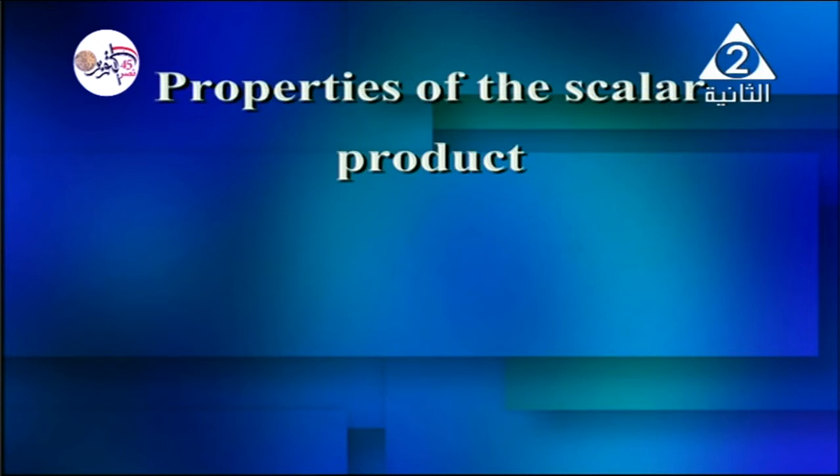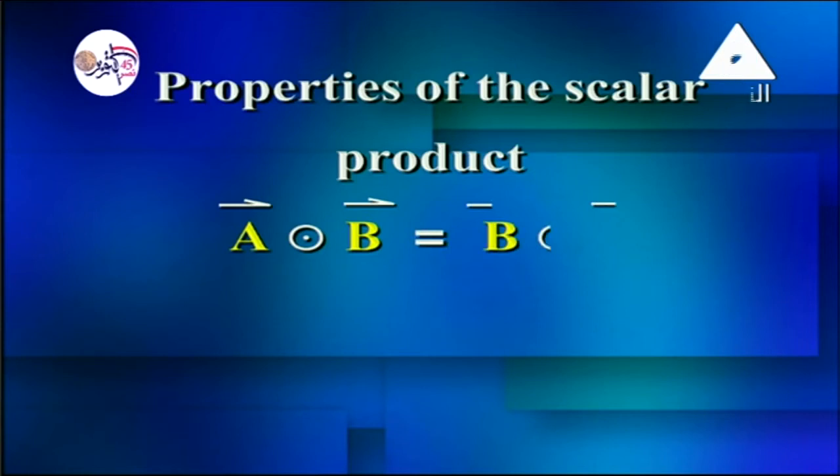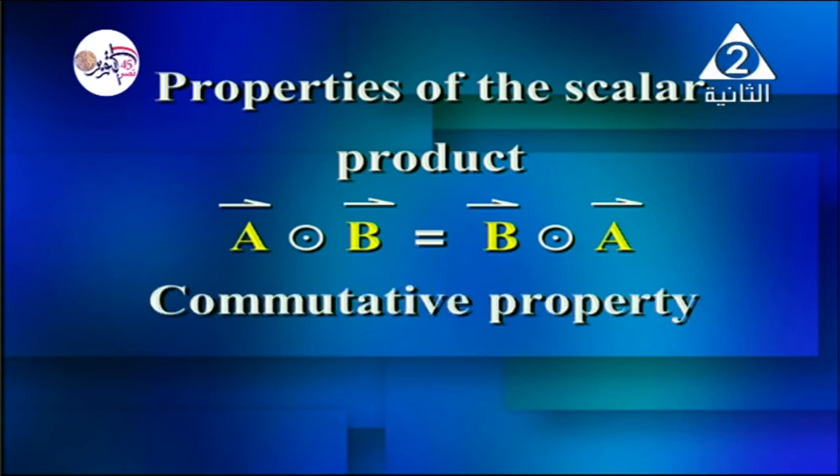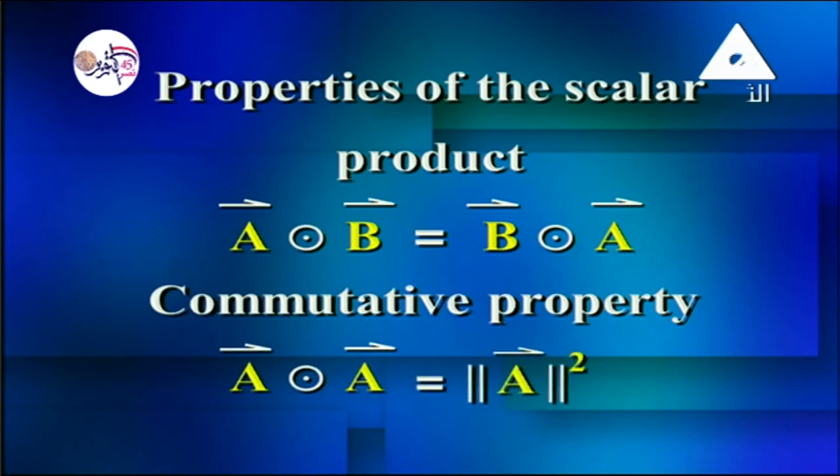Properties of scalar product. A dot B equals what? Equals B dot A. What do you mean? This is the commutative property. Excellent student. A dot B equals B dot A. Commutative property. A dot A equals what? Excellent student. Norm A squared. If we have norm A squared, we find it by using A dot A, or A scalar product A.